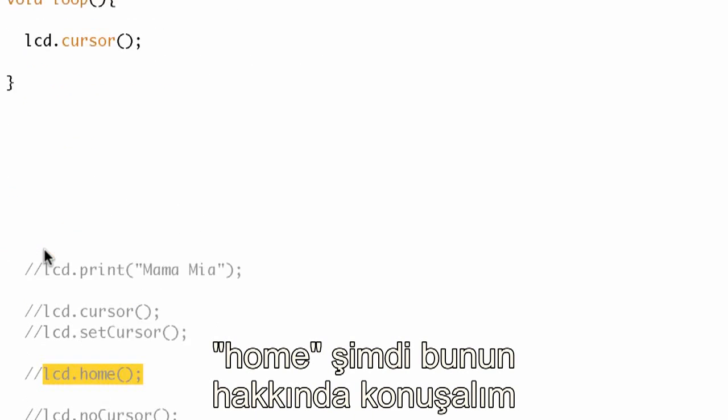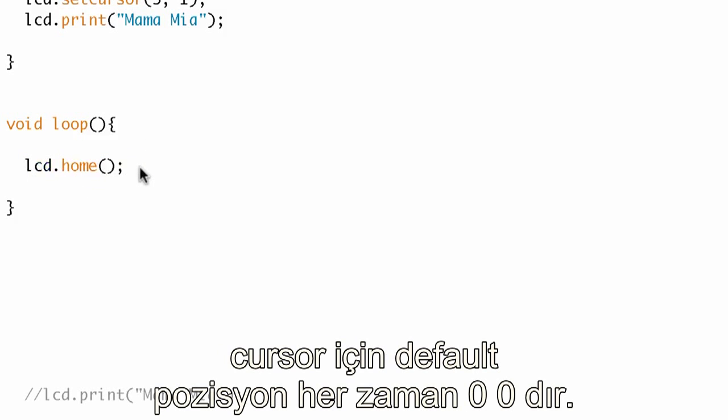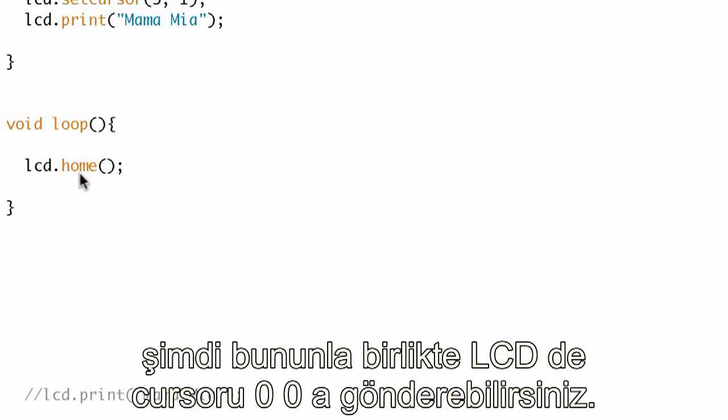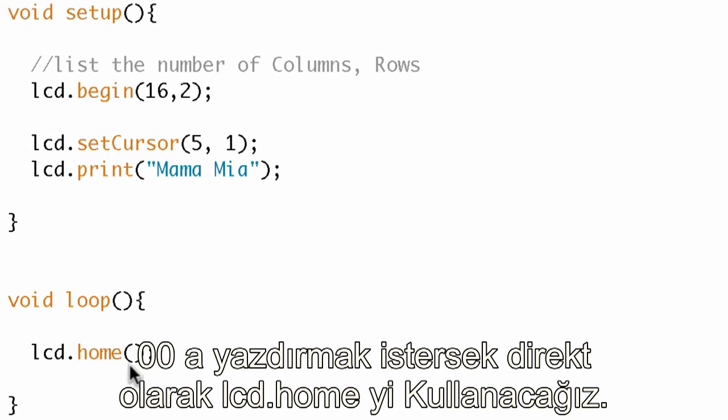So let's go ahead and take a look at this. The default position of the cursor is always 0, 0. You can send the LCD home by using this function. So home is 0, 0. If in this case we set the cursor to 5, 1, but the next thing we want to print we want at 0, 0, we would just say LCD home.